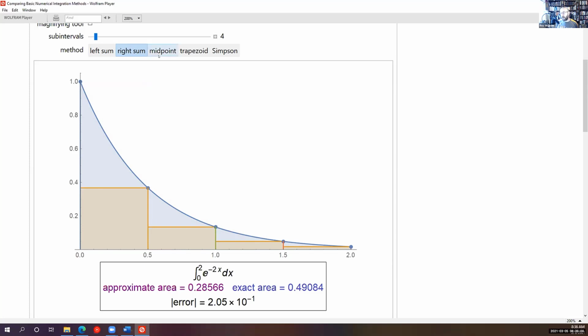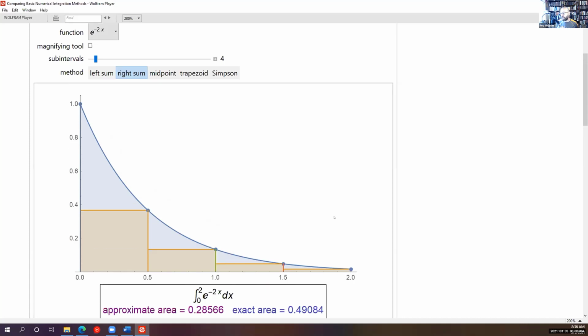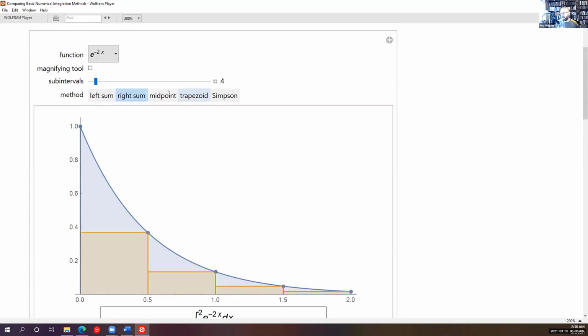Now let's look at the midpoint method, which is a method that we've seen before. And this time I'm going to scroll up so you cannot see the error. That's the midpoint method. Notice we still have 4 slices, but in each interval, we're using the height at the midpoint of that interval. So the mid x value of the interval gives us the height of our rectangle.